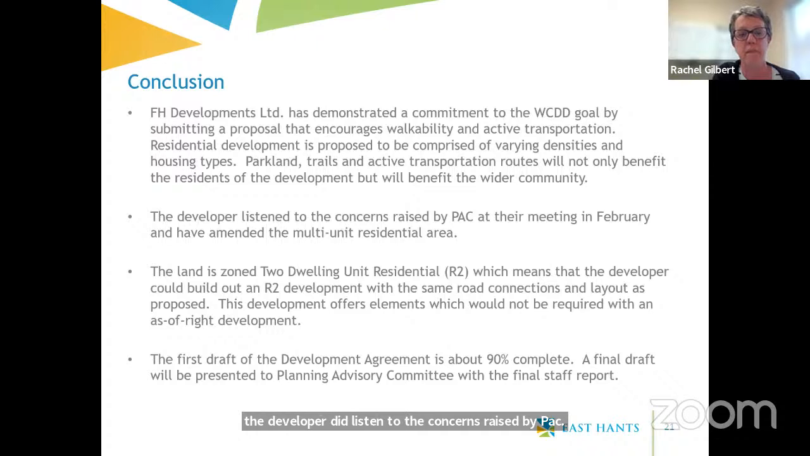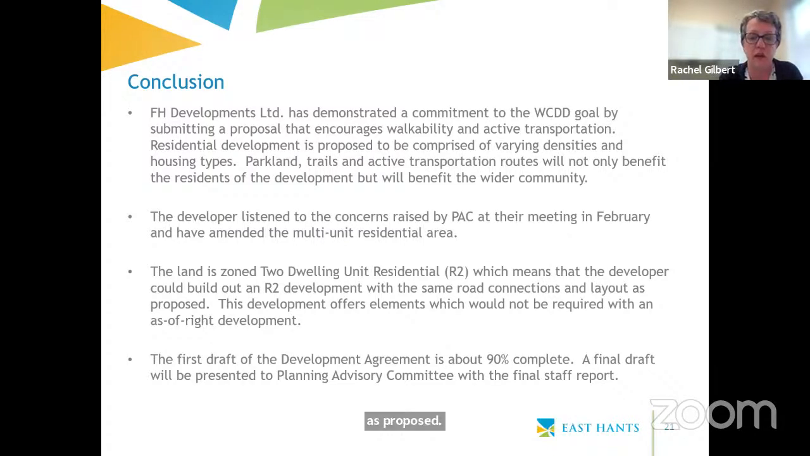multi-unit residential area. So the land is zoned R2, which means the developer could build out an R2 development with the same road connections and layout as proposed. This development offers elements which would not be required with an as-of-right development. And the first draft of the development agreement has been provided for PAC to review. It's about 90% complete. The final draft will be presented to PAC with the final staff report.